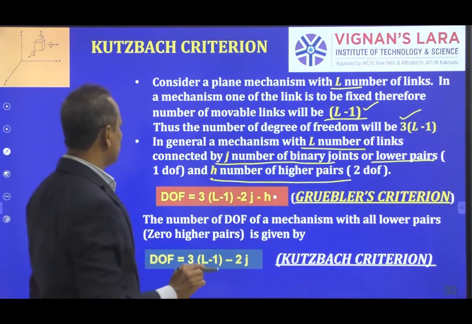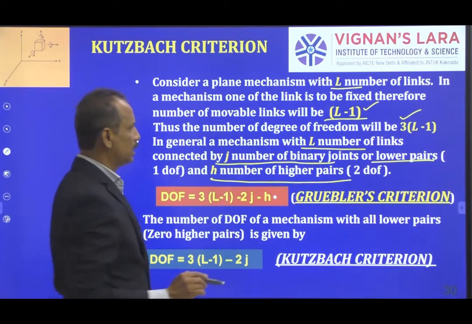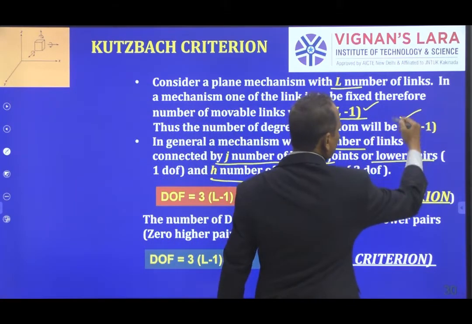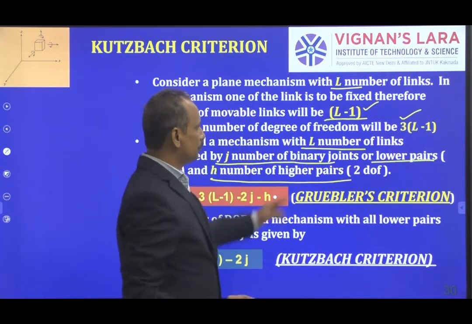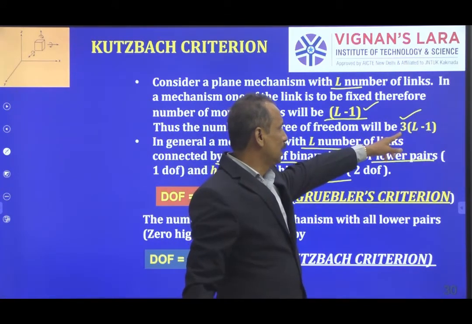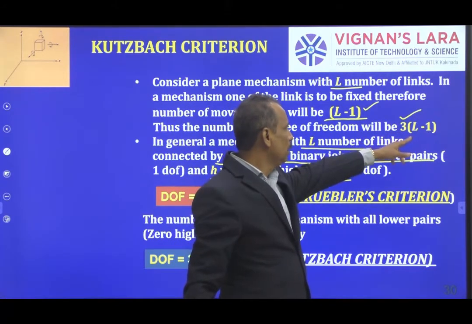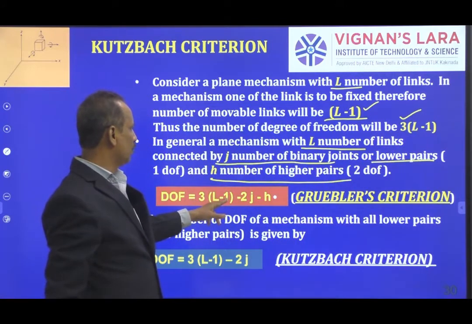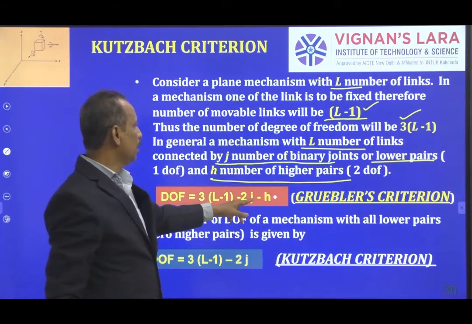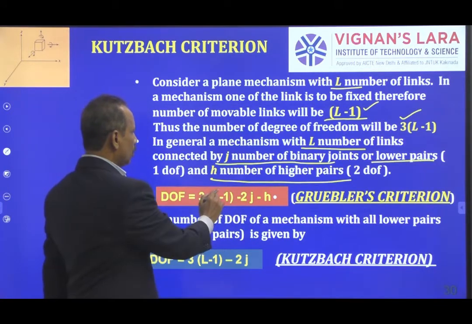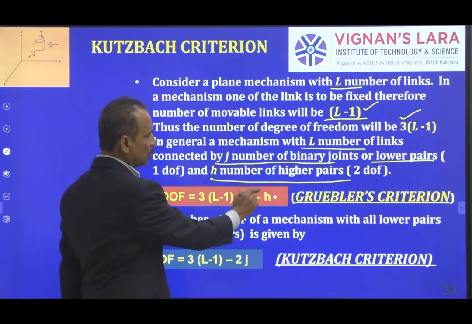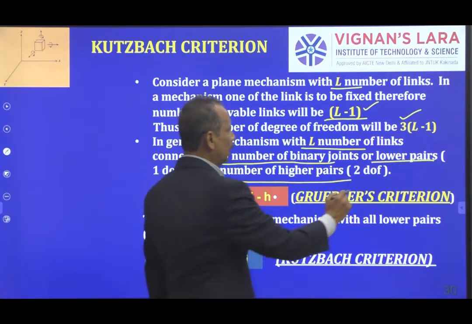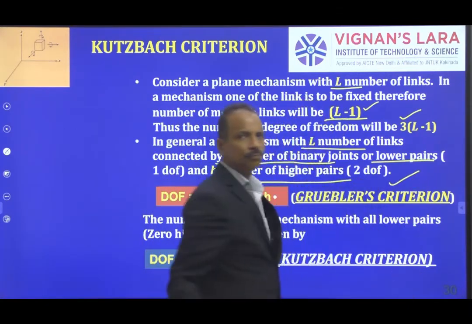So in that case, the degrees of freedom can be written as: the total degrees of freedom for all links is 3 into (L minus 1), whereas for the mechanism the degrees of freedom is 3(L minus 1) minus 2J minus H. So 3(L minus 1) minus 2J minus H. This is called Grubler's criteria.